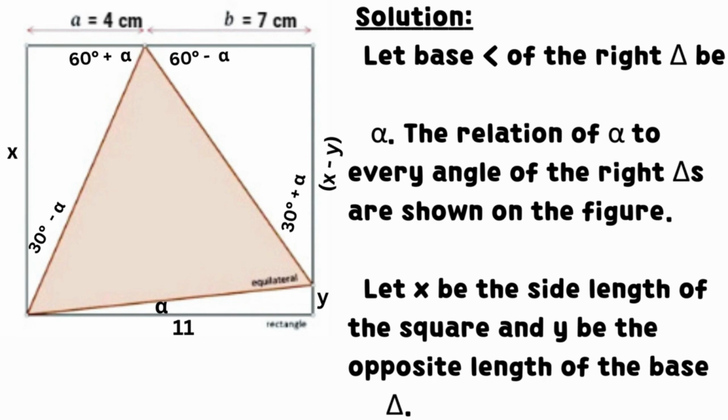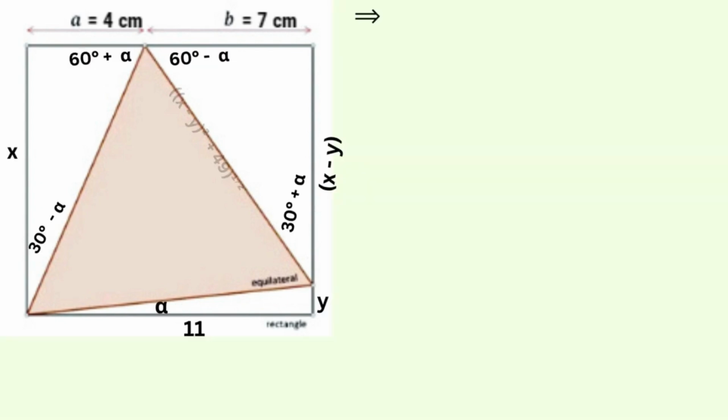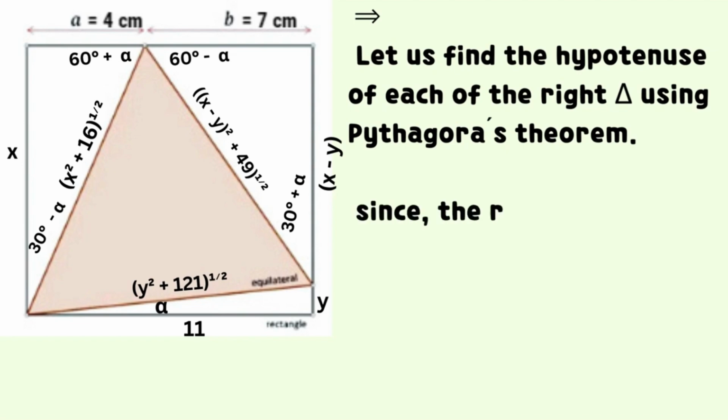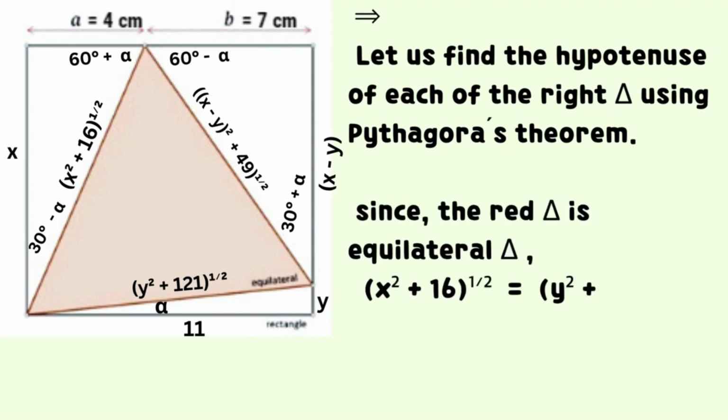Let x be the side length of the square and y be the opposite length of the base triangle. Let us find the hypotenuse of each of the right triangles using Pythagoras' theorem. Since the red triangle is an equilateral triangle, we obtain an equation for the square root of the right triangles. This is because each side length of an equilateral triangle is equal and each of its angles equals 60 degrees. The equation is shown on the screen.